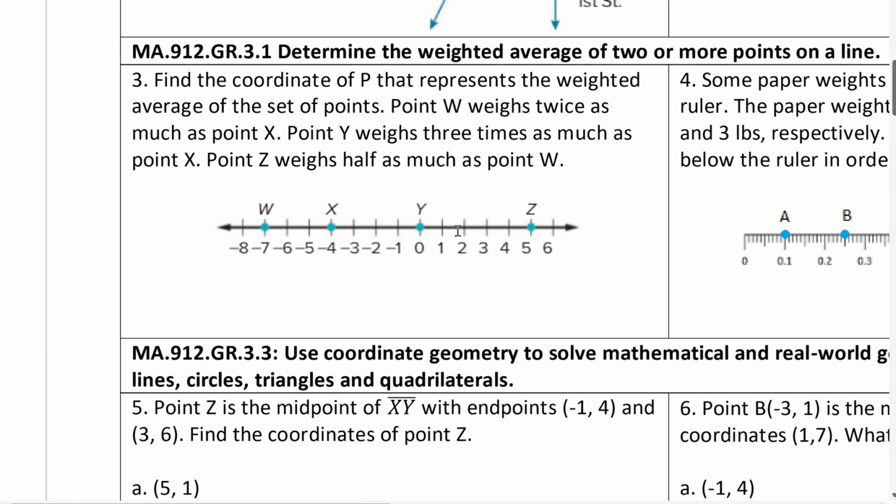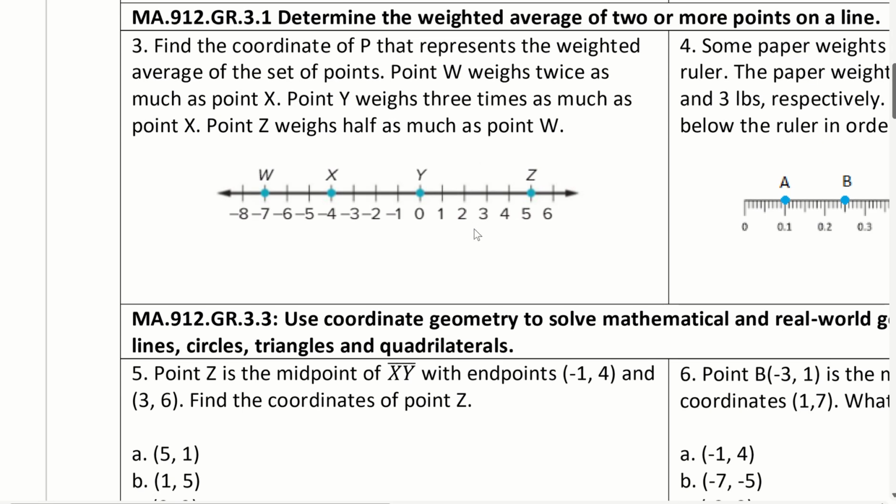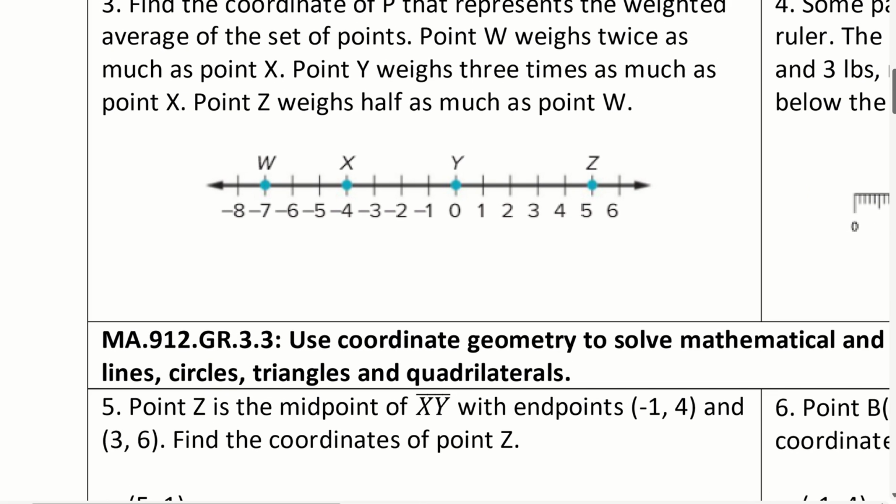Okay, so if we use that here, it says point W weighs twice as much as point X. Okay, so let's label these. We have 4 points here. So we have W1, W2, W3, W4, right? So I'm going to call this point 1, point 2, point 3, and point 4.